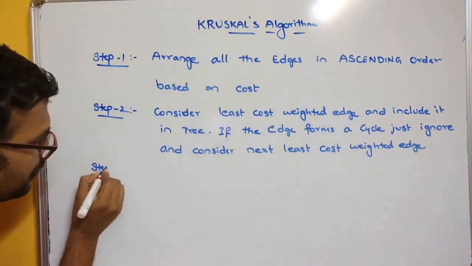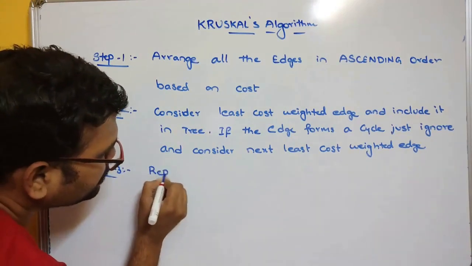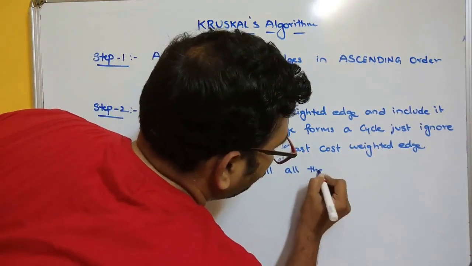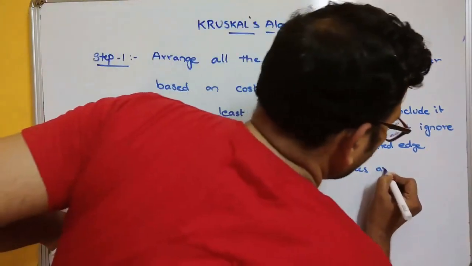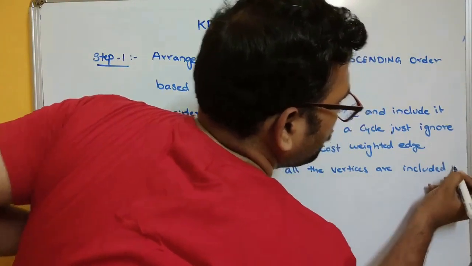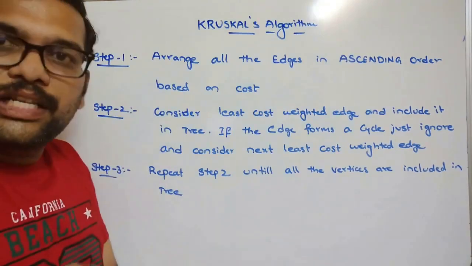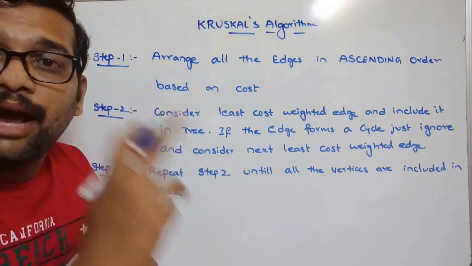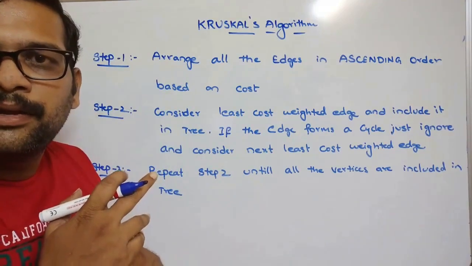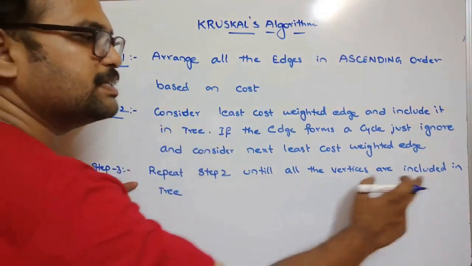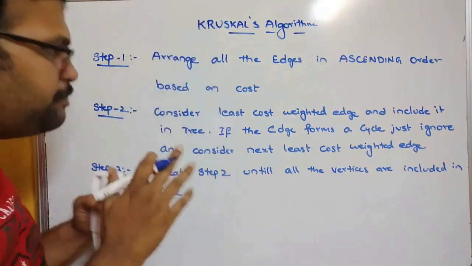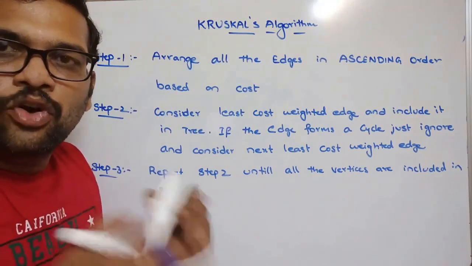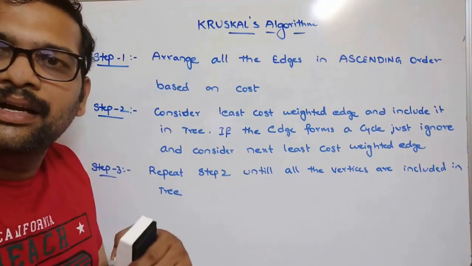And the third step, repeat step 2 until all the vertices are included in a tree. So we know the spanning tree, right? If the graph has n vertices, then the spanning tree should have the n vertices with n minus 1 edges, right? So similarly, we have to repeat step 2 until all the vertices are included in a tree. By following these steps, we can find the minimum cost spanning tree using Kruskal's algorithm, right? So hope you understood this, and now we'll see an example and find the minimum cost spanning tree.